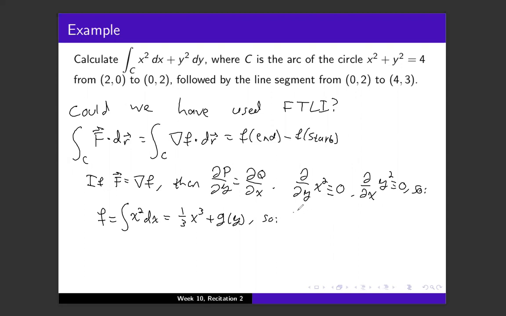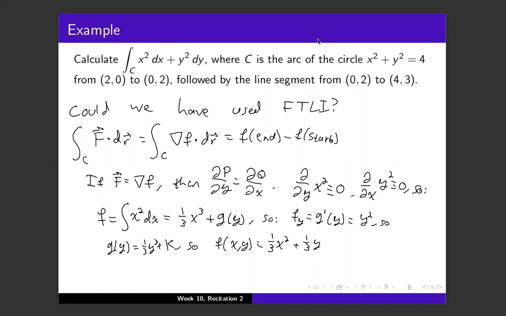But taking it a step further, we know that fy in that case would have to be g prime of y, which we now know to be y squared. So anti-differentiating this gives us that g of y is 1/3 y cubed, possibly plus some constant, which we usually ignore. So yes, f of x, y would work if we take this to be 1/3 x cubed, not x squared, plus 1/3 y cubed.